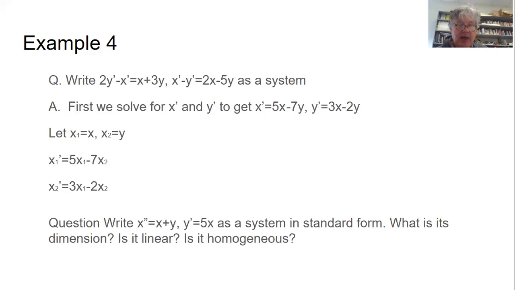Okay, so the module question for this module that I'd like you to hand in anytime Monday is, here we have equations x double prime equals x plus y, y prime equals 5x. Write it as a system in standard form. Figure out its dimension. Is it a linear system? Is it a homogeneous system? Okay. So that's systems in general.